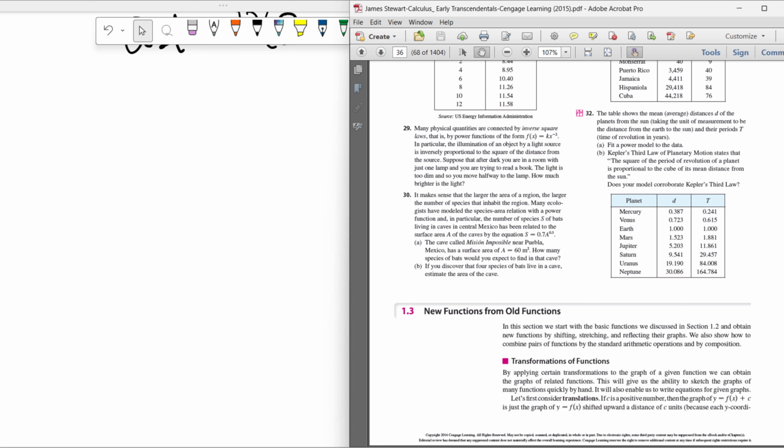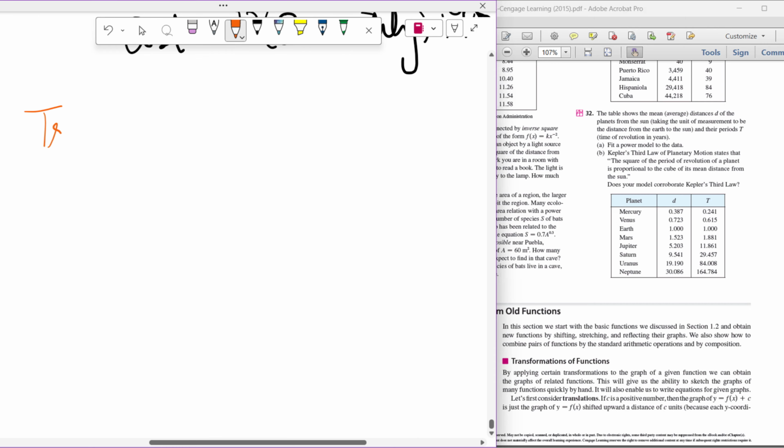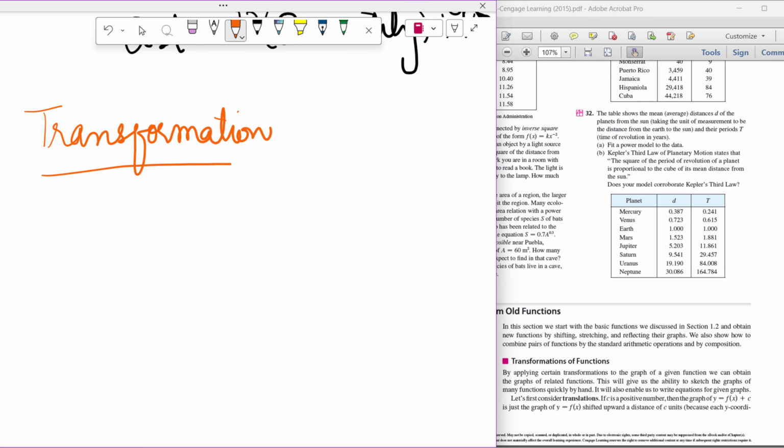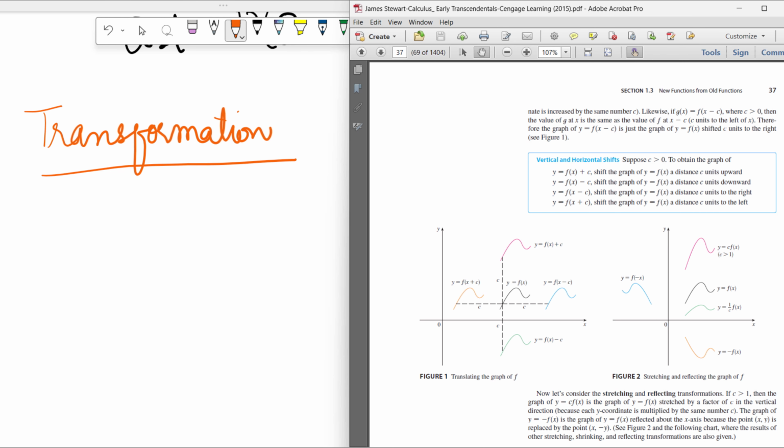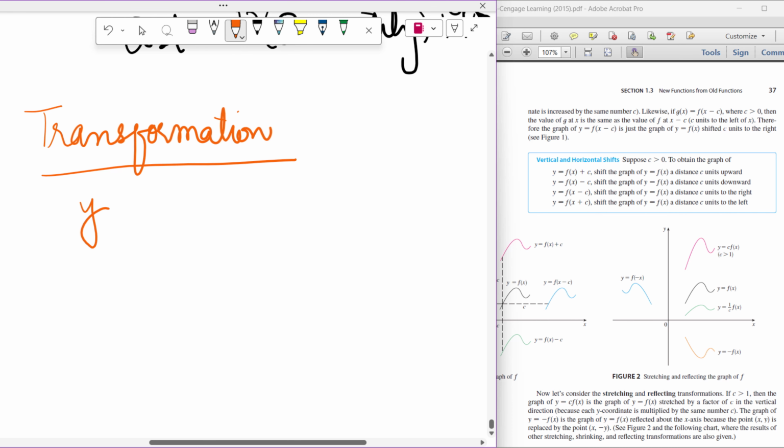The next topic is transformation of function. So last time we have studied the parent functions, linear, trigonometric. So this is basically the transformation. So for the transformation of function, let's say I have the original function y is equal to f of x.